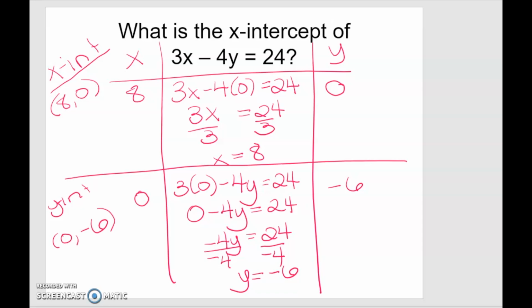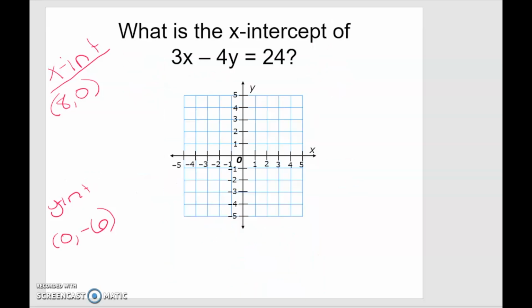So we're going to go ahead and get our coordinate plane. Again, I'm going to have to adjust the scale on my coordinate plane. I'm going to go by 2s again: 2, 4, 6, 8, 10, and negative 2, negative 4, negative 6, negative 8, negative 10 on each axis. And then I'm just going to graph my intercepts that I just found. My x-intercept is at (8, 0). My y-intercept is at (0, -6).